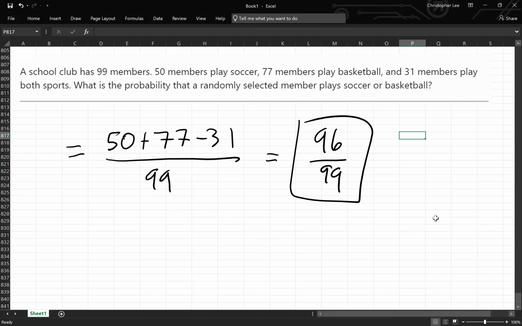If you wanted to reduce it or give me a decimal, you could, but that's a good answer right there. There's nothing wrong with that.